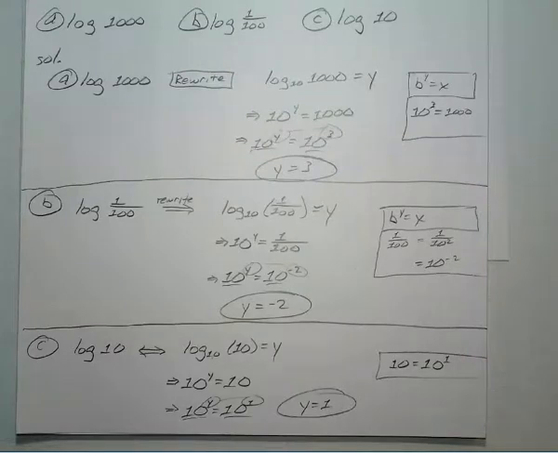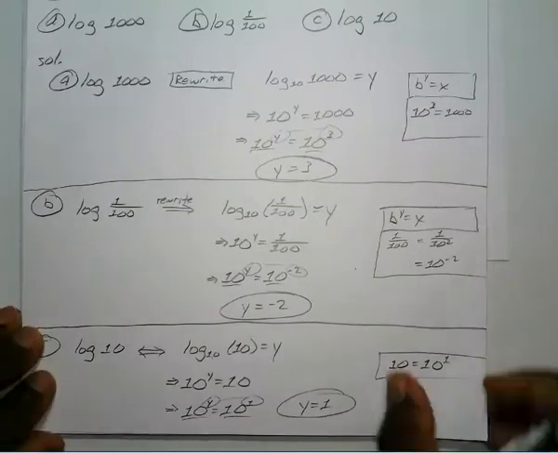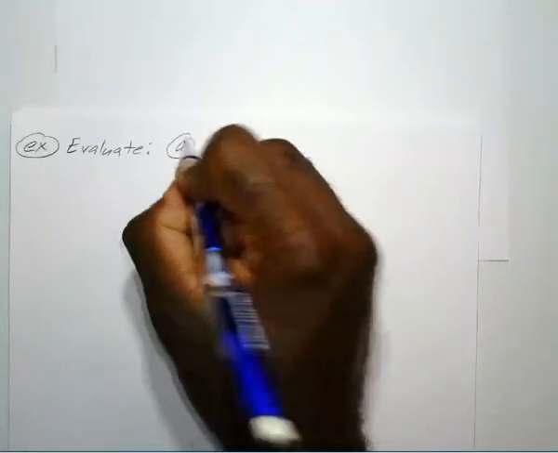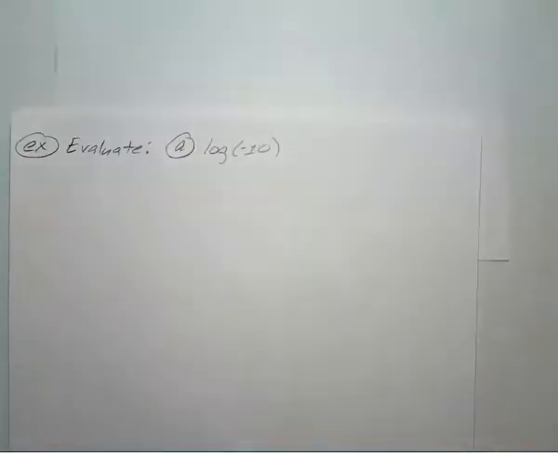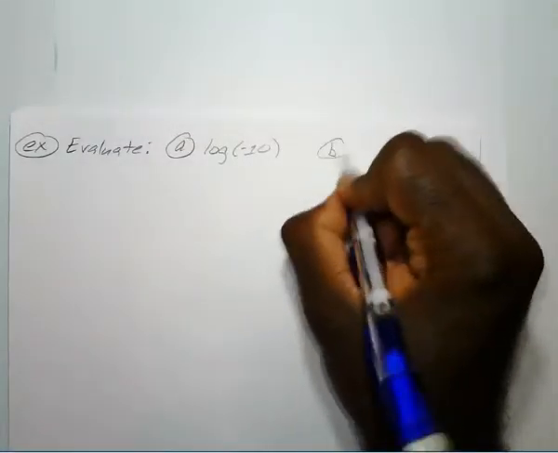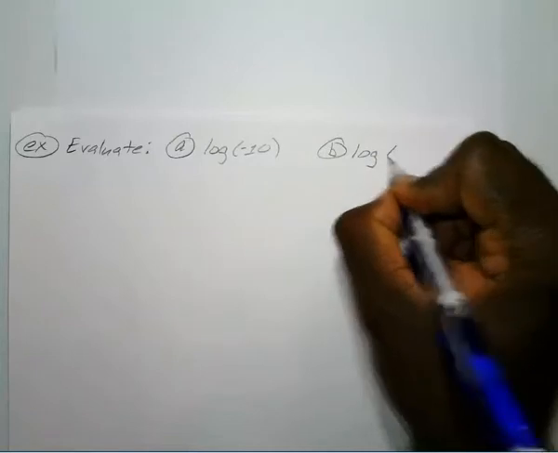Alright, so if you're still writing, feel free to press pause, but we're going to go ahead and do a few more examples. Okay, so what if we wanted to evaluate, let's say for problem A, log of negative 10, and let's say for problem B, you have log of 1.